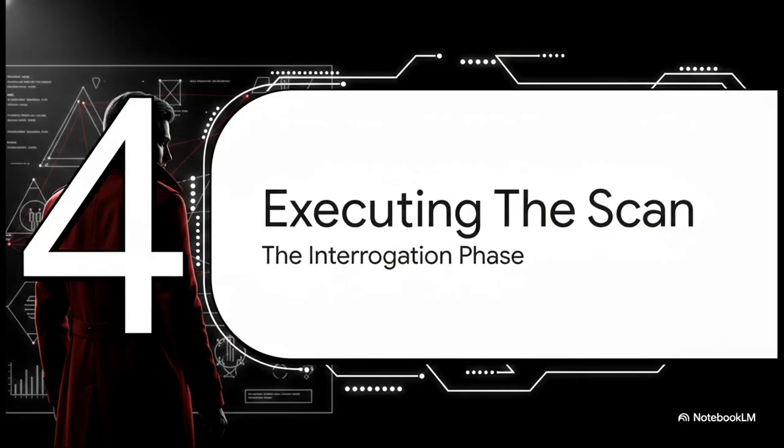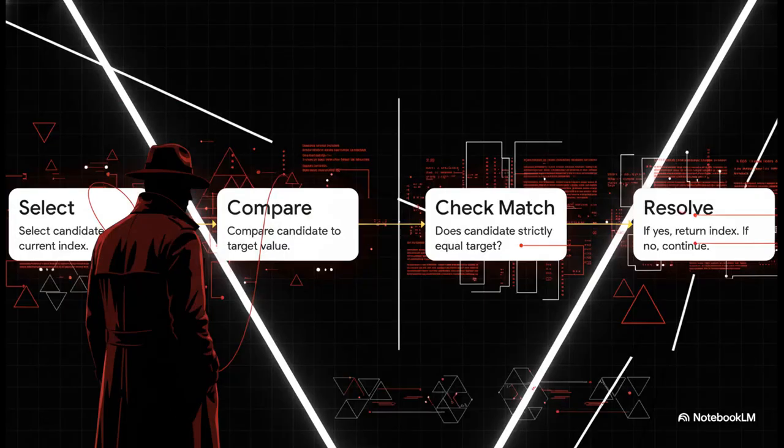Step 4, executing the scan. It's time for the interrogation phase. As an investigator, you never, ever deviate from standard operating procedure. We follow a strictly defined process map that runs in a loop. Step 1, select the candidate at the current index. Step 2, compare them to our target. Step 3, ask, is a match found based on our invariant rule? Step 4, if yes, we immediately return the index, the location of the arrest, and close the case. If no, we release the suspect and continue the scan to the next spot.